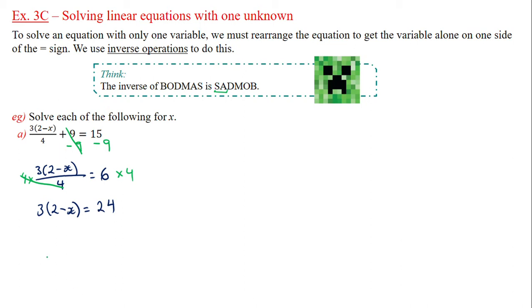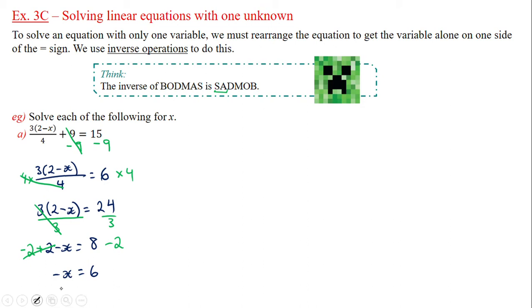We then need to get rid of this times 3 out the front. So to do that, I'm going to divide both sides by 3. That cancels out that. We have 2 minus x equals 24 divided by 3 is 8. All right. Next, we have a positive 2 here. So to get rid of that, we're going to subtract 2. They are now gone. 8 minus 2 is 6, but we have negative x here.